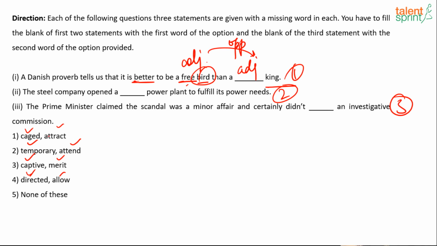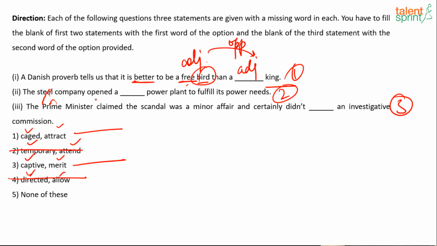So a caged king, yes, it can be caged king. Temporary king, no, we are looking for something opposite of free. Captive can be 1. So 1 and 3 can be the option. 2 is definitely not. Directed king, no. So we are looking for something in 1 and 2. Let's look at the second statement, it will become clearer.